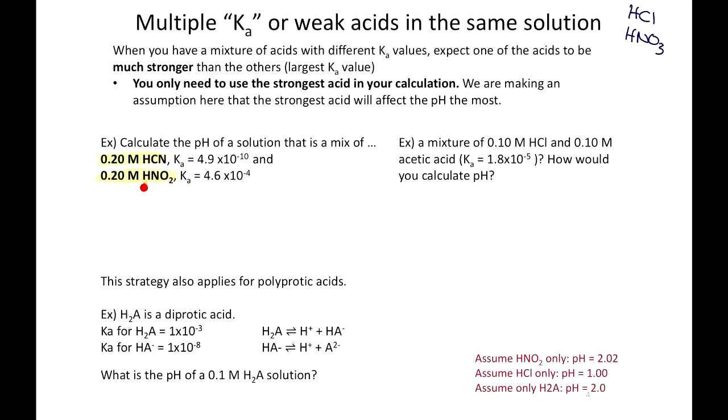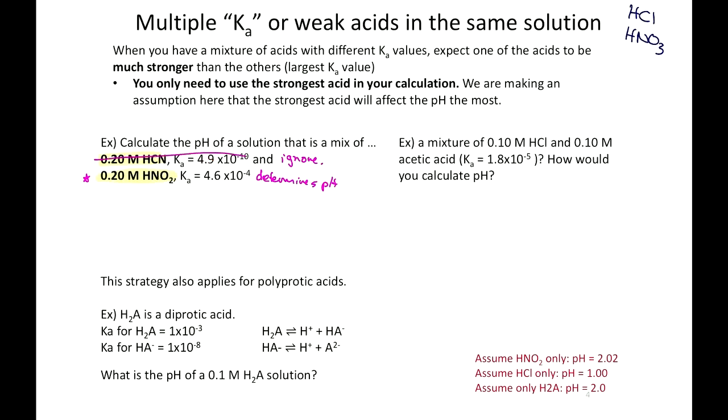So if we look at these two acids here, which acid is stronger? Cyanic acid or nitrous acid? Which one's stronger? HNO2, yeah, this one's much stronger. So we're going to pretend that HNO2 determines the pH. It's the one that's going to ionize the most. It's going to make the most H+, so we can just ignore that first one. This first acid, its Ka value is really, really small, so it's only going to donate a little bit of H+ and not affect the pH as much.